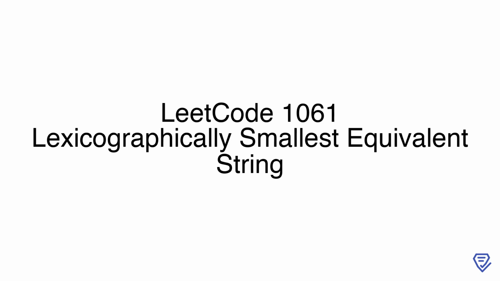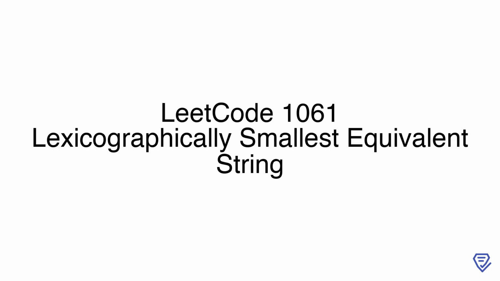Welcome! In this video, we'll be diving into LeetCode problem number 1061, titled Lexicographically Smallest Equivalent String. This problem challenges us to use equivalence relationships between characters to transform strings in a lexicographically smallest way. We'll explore the problem requirements, step through the solution, and discuss the algorithmic concepts involved.